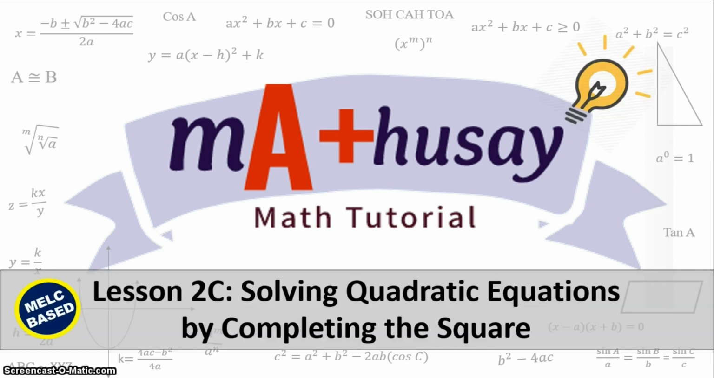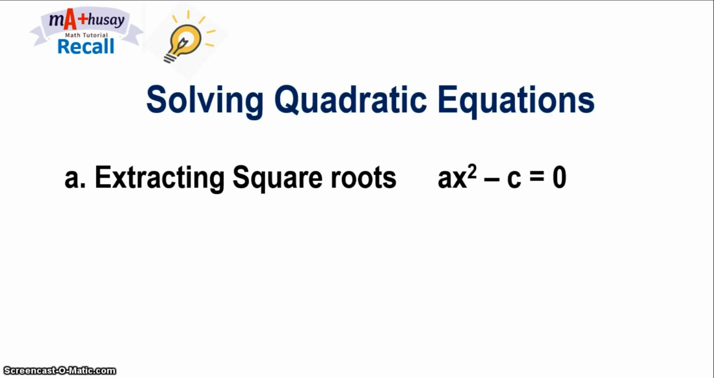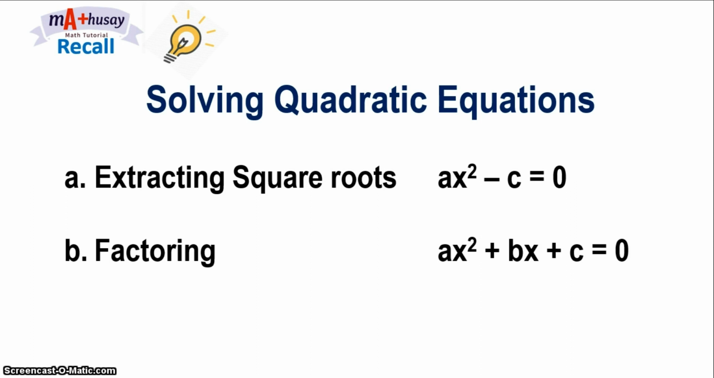In this lesson, we will learn another way of solving quadratic equations, and that is by completing the square. But before that, let's have a recall of the different methods that we have learned in solving quadratic equations. We have learned how to solve a quadratic equation in the form ax squared minus c equals 0 by extracting square roots. Also, we have applied all the factoring techniques that you have learned in grade 8 in order to solve quadratic equations.